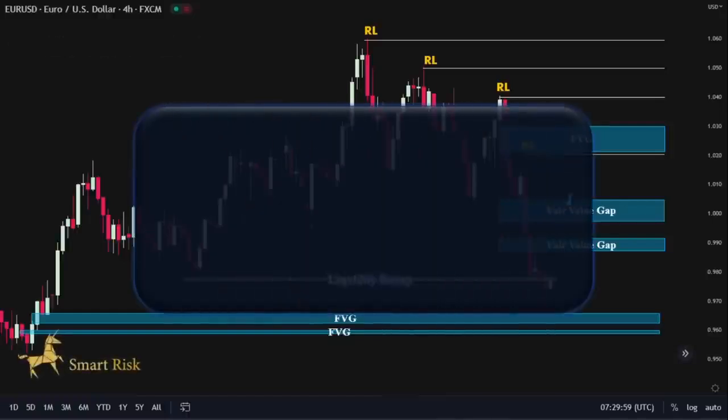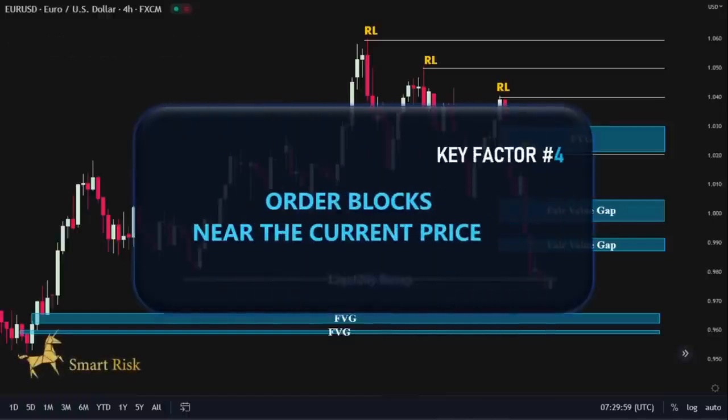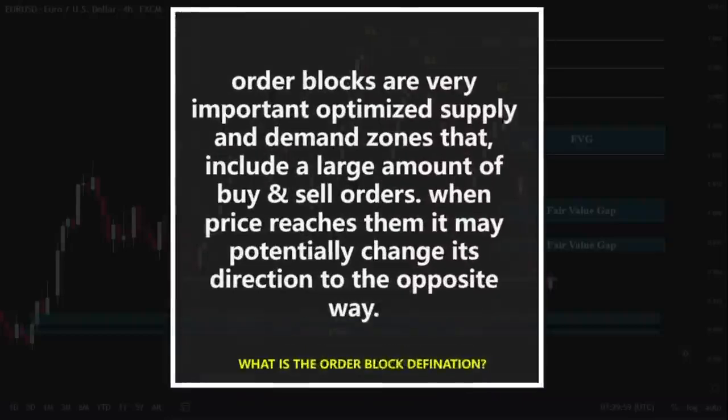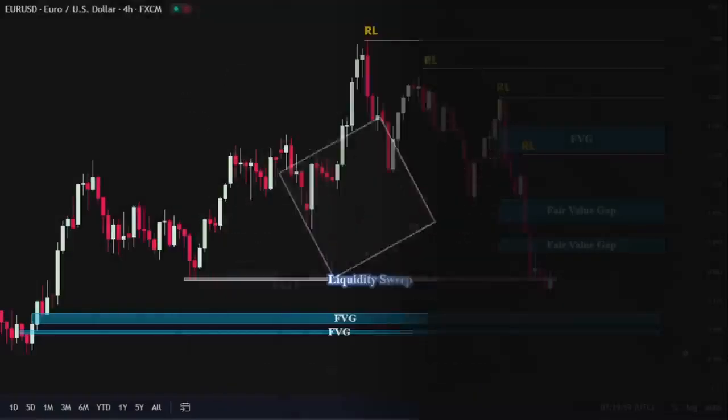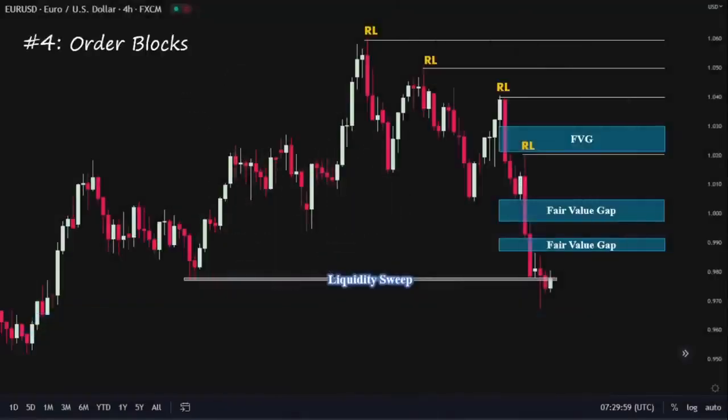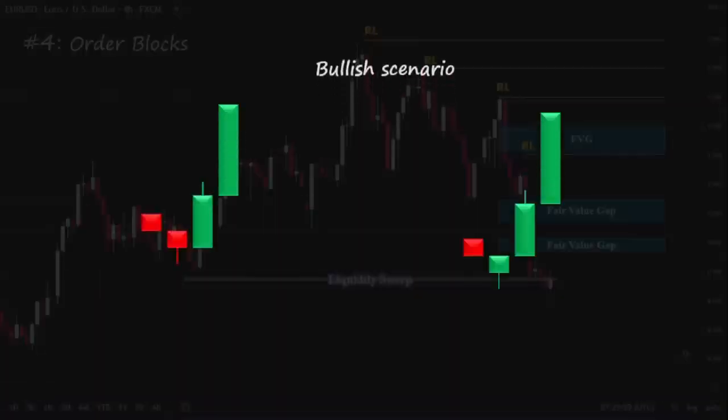We have to identify the 4th key factor on the price chart, which is order blocks near the current price. So let's start with the exact definition of an order block. Order blocks are very important optimized supply and demand zones that include a large amount of buy and sell orders. When price reaches them, it may potentially change its direction to the opposite way. So let's see how we can identify an order block on the candlestick chart.